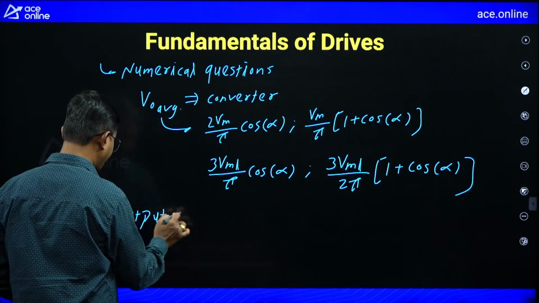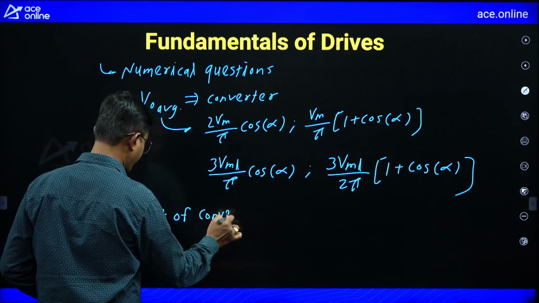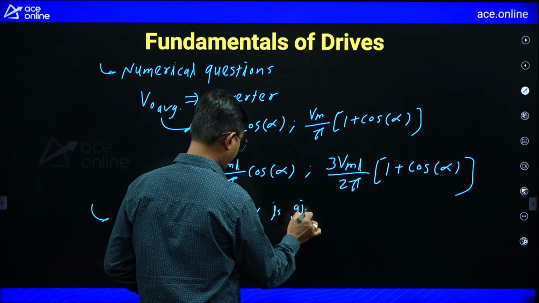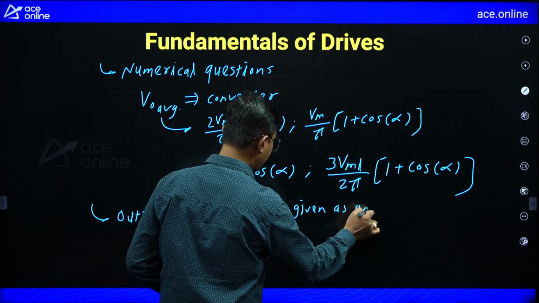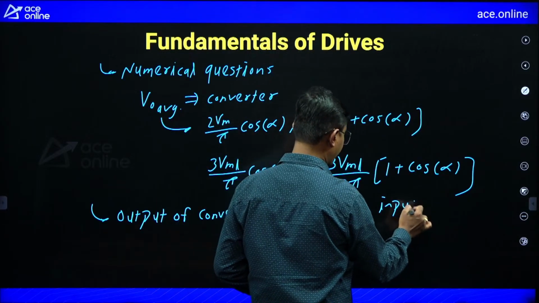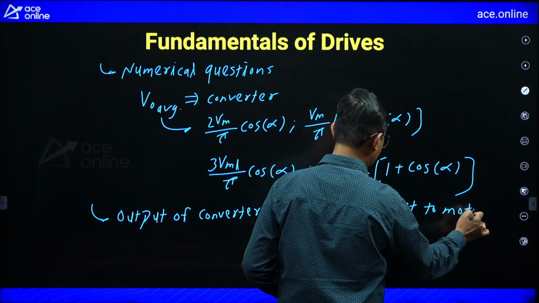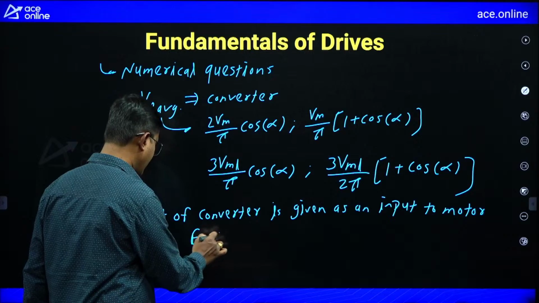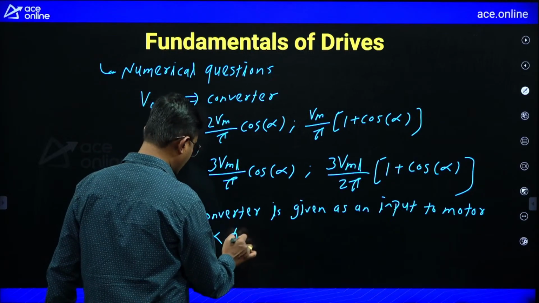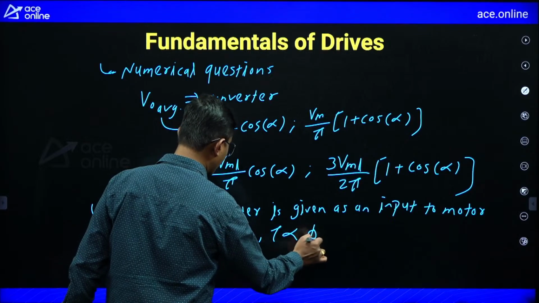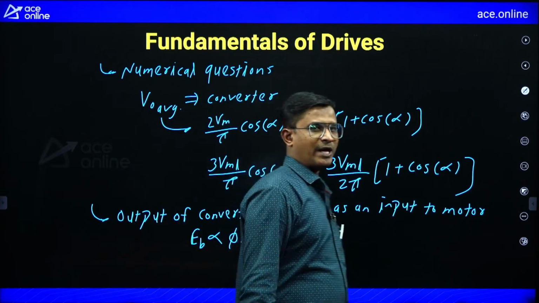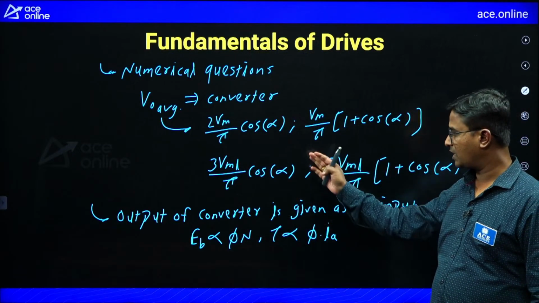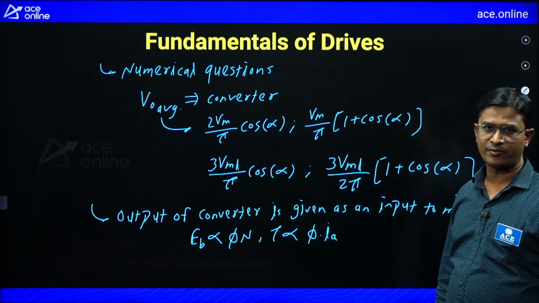to the motor. So from the motor also you require some concepts, that is back EMF. In a DC motor, back EMF is proportional to flux into speed, and torque is proportional to flux into armature current. Okay. So by using these two expressions and these output voltage expressions of the converter, you can solve the numerical related to the drive. Okay, right.